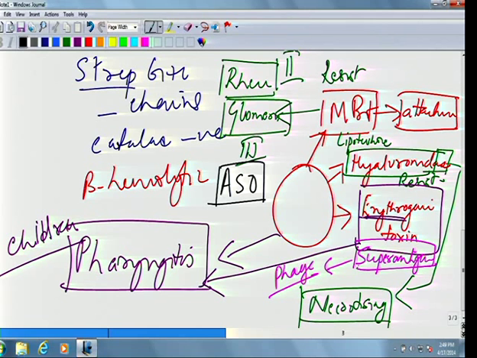So that pretty much covers group A streptococcus: beta hemolysis on blood agar, catalase negative, and bacitracin sensitive. Remember. Bacitracin sensitive. Okay?